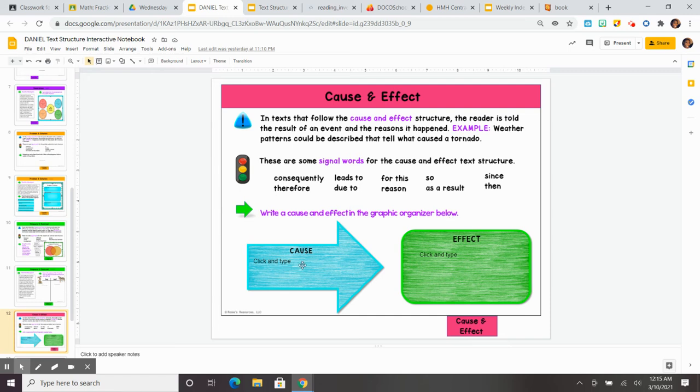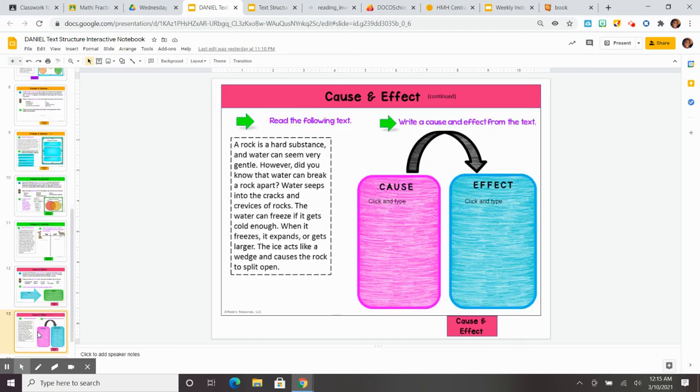So you would write a cause here, and then you would write an effect. And for example, it says up here weather patterns. We're talking about weather patterns. All right. So, a tornado hit the city. All right, and as the effect or as a result of the tornado hitting the city, it destroyed a lot of property in the city or a lot of buildings. Okay. Cause and effect. This is read the following text. So you would read the text here. This is write a cause and effect from the text. So you're going to pick one cause and then one effect from the text, and they have to match up. Okay.